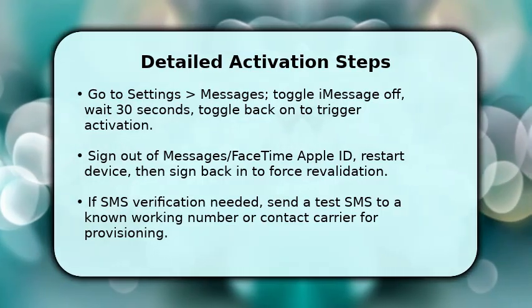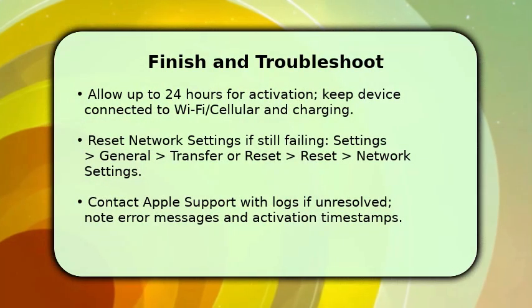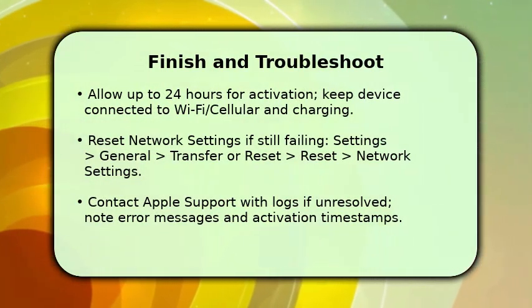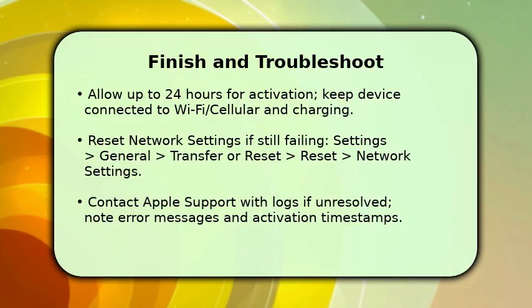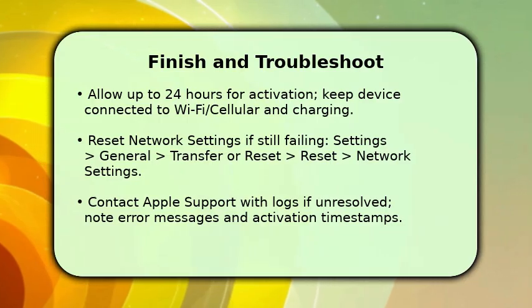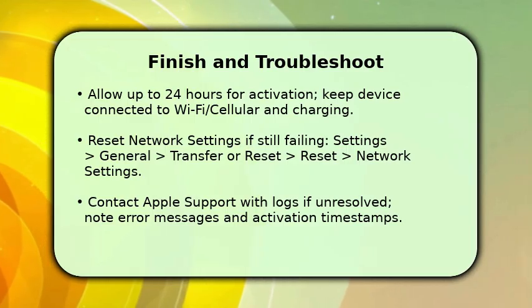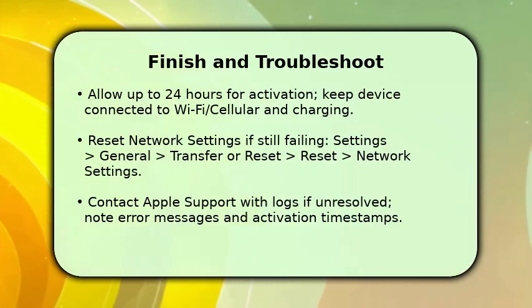Finish by letting the system complete its backend checks. Activation can take up to 24 hours, so keep Wi-Fi or cellular enabled and the phone charging to avoid interruptions. If iMessage still shows activation unsuccessful, reset network settings to clear corrupt configurations. This will remove saved Wi-Fi passwords, so have those handy.